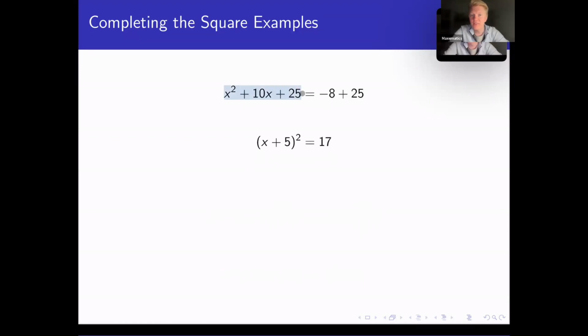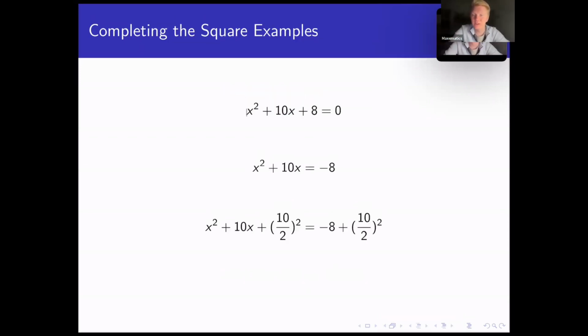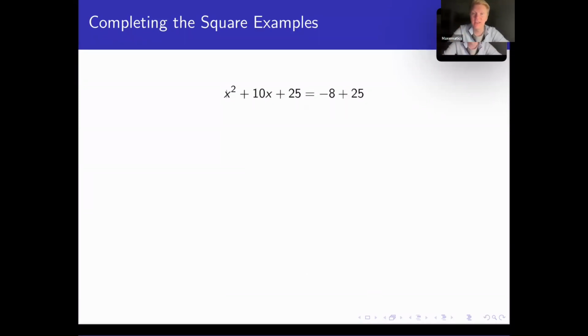And also, this factors very nicely. We went from something that could not be factored as it was written to something that could be factored with just a constant on the other side instead of 0. So x squared plus 10x plus 25 is (x plus 5) squared. Negative 8 plus 25 is 17.